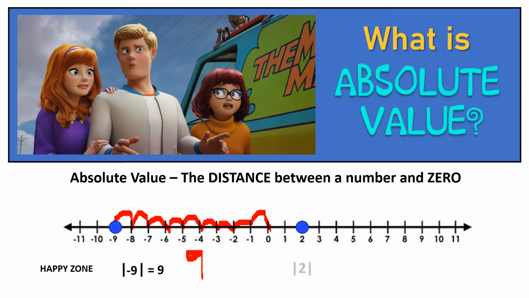2 would also be represented like this. If I asked you to find the absolute value, you'd still use those same little lines. And the absolute value of 2 is 2. It stayed happy. It is also, if you look at the number line, 2 units, 1, 2, away from 0. And that is why the absolute value of 2 equals 2.